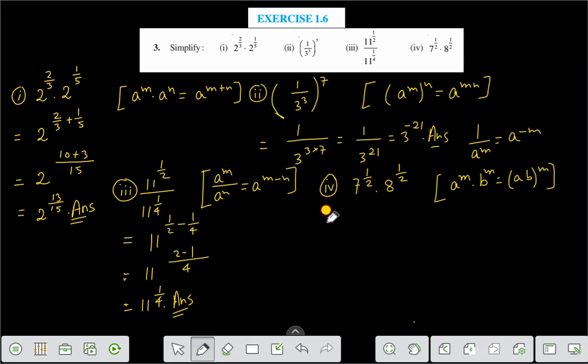That means the powers are the same. Therefore we are getting 7 into 8 to the power 1 by 2, or we are getting 56 to the power 1 by 2, and that is the answer.